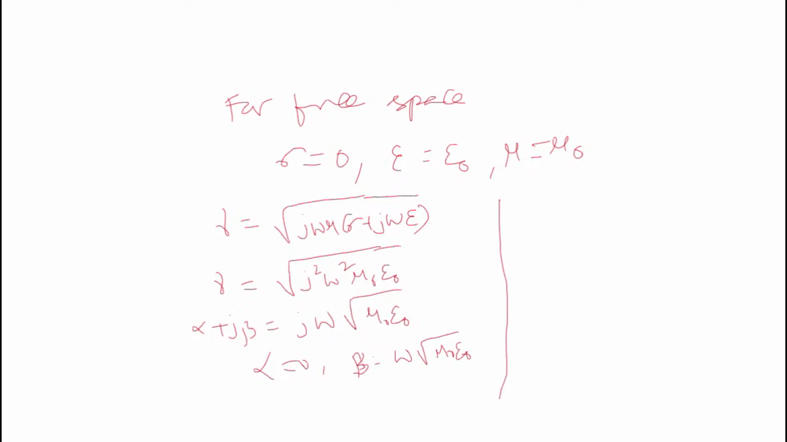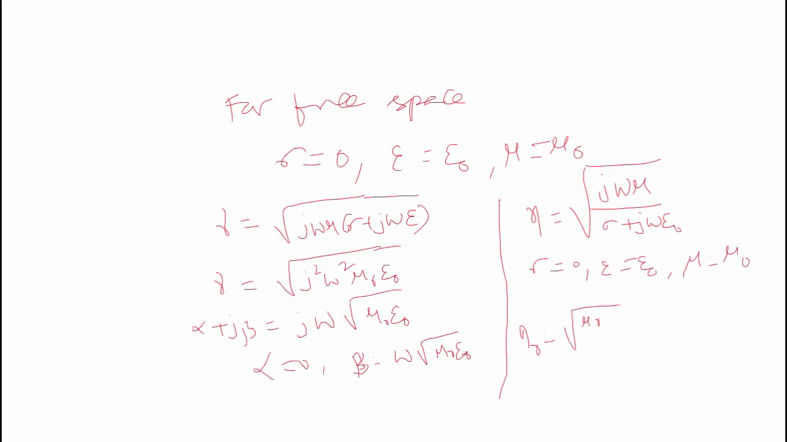Now let us write the intrinsic impedance also. Eta equals under root j omega mu by sigma plus j omega epsilon. As sigma is 0, epsilon is epsilon naught and mu is mu naught, finally we will get eta as eta naught, which equals under root mu naught by epsilon naught. If you substitute the mu naught and epsilon naught values, you will get this value, which is approximately 377. As it is impedance, the units are ohms, so 377 ohms for free space.